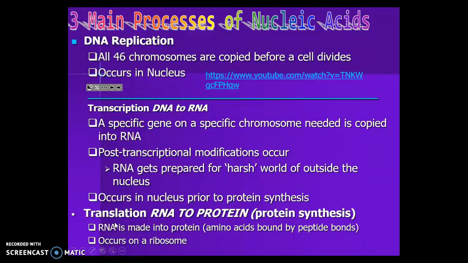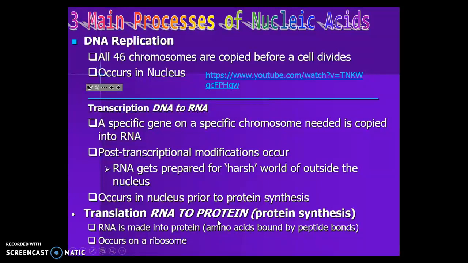Translation is the last step we're going to discuss that nucleic acids are involved in. When you think of the word translation, many people who are bilingual can translate one language into another, which is exactly what's happening inside of your cell. In the process of translation, the RNA that is now coming out of the nucleus is going to be translated into a protein molecule.